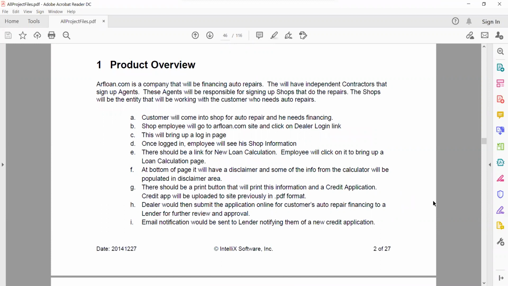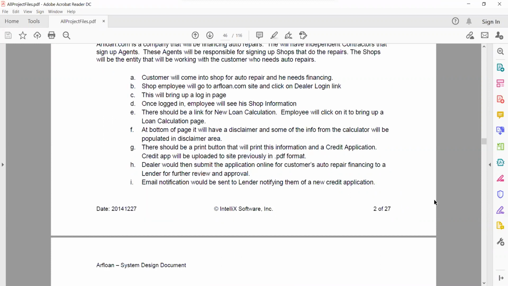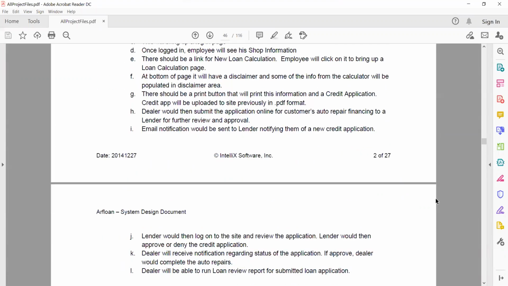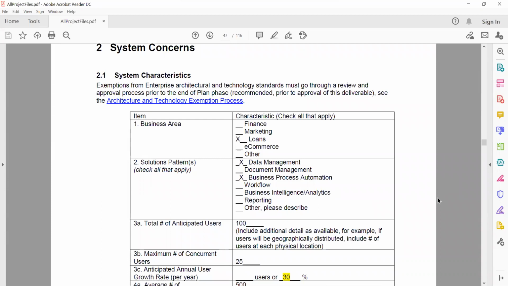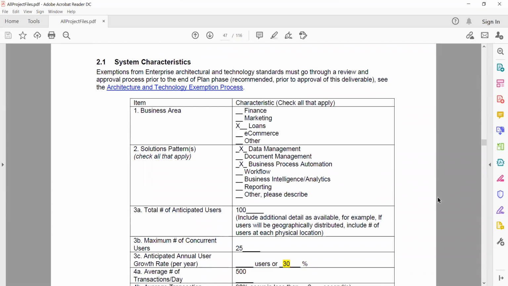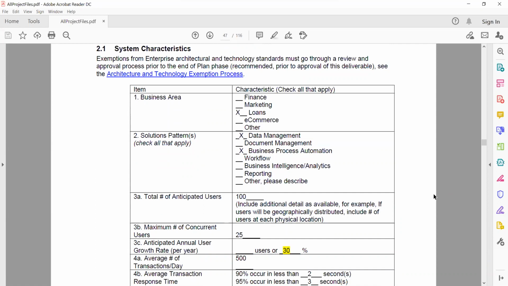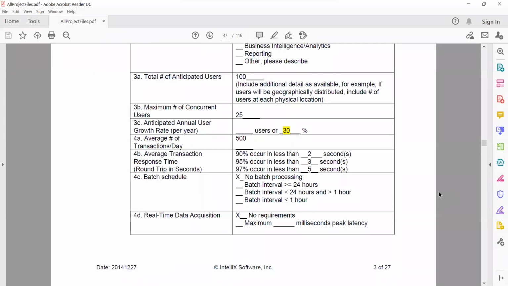Right, so this one should be very familiar. It talks about the product overview, same thing as a business problem. And then it starts talking about what are the characteristics that are going to be applied to the system when they build it. So it talks about in which business segment or financial industry this is going to follow. Are there any industry specific requirements that were not specified that we need to adhere to? How many users, what are the operating characteristics of the system?